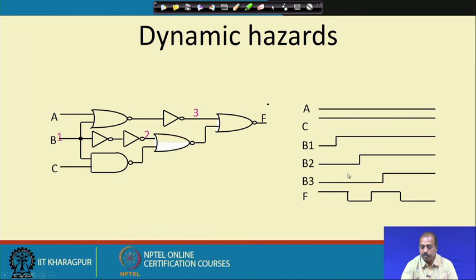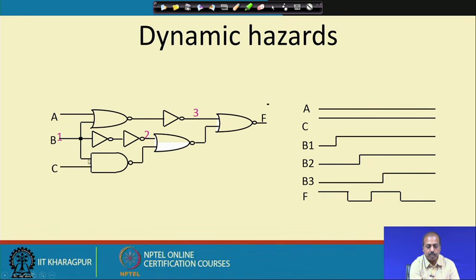Say they are having the same delay. So, this NOR gate and this inverter are having the same delay. So, after 2 gate delays, B3 gets the value of B1. So, B1 has changed from 0 to 1 and B3 has changed from 0 to 1 after 2 gate delays. Now, when it comes to this F, this C is always 1.